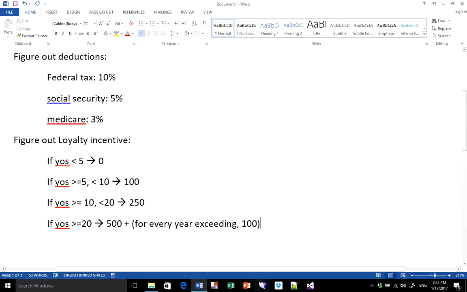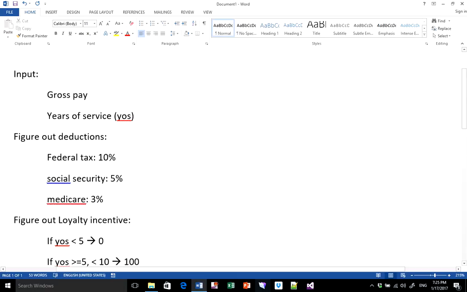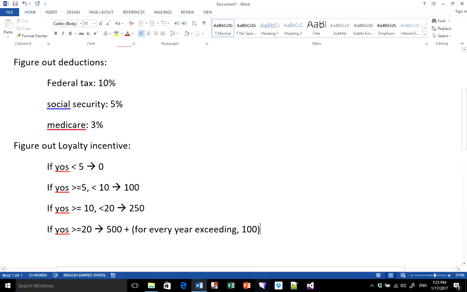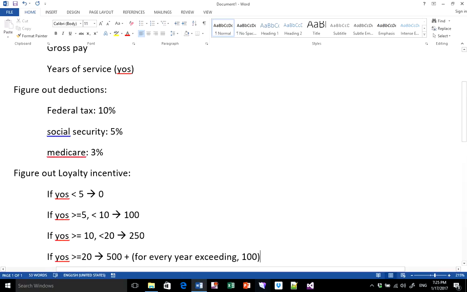So the idea here is you're going to enter on the application, enter gross pay, get a number, enter years of service, get a number, and then after you hit enter there, it will show deductions: federal tax, the amount, Social Security, the amount, the Medicare, the amount, and then it will show loyalty incentive value, and then it will show the net pay towards the end. Or you can show total deductions too. We can add total deductions.